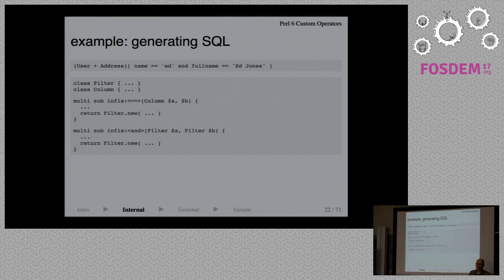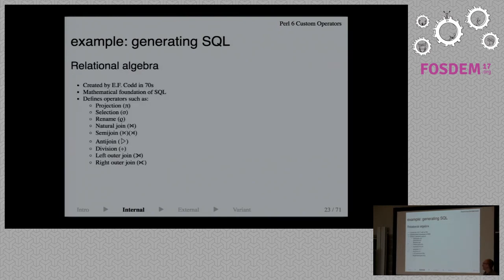So you have a lot of flexibility if you're designing an ORM or something to generate SQL in Perl 6. But what I think is interesting is that although operators can be used to generate SQL, operators have already been used to express SQL. Namely, before there was SQL, there was relational algebra. So in the 70s, when EF Codd came up with SQL, he first started talking about the mathematics behind it and how you would express queries in this algebra. And he had definitions for things like projection, selection, rename, natural join, semi-join, all these things that we now use SQL to express.